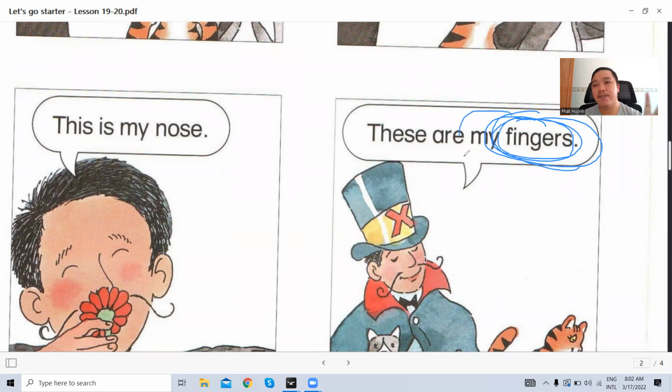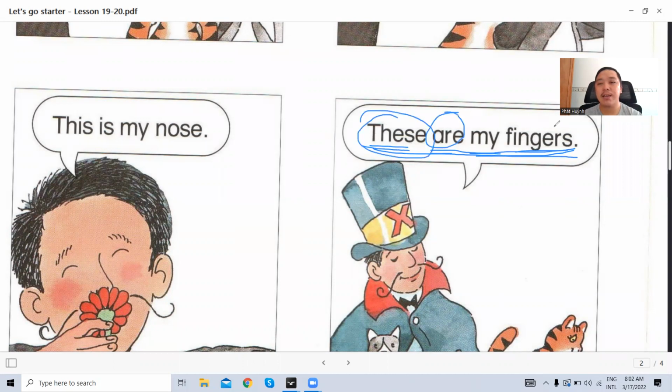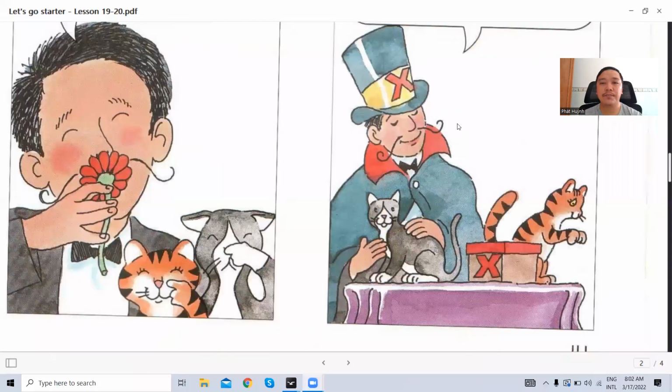Fingers. My fingers. Okay, so what is my fingers? My fingers, what is that? My fingers là các bạn. Những ngón tay của tôi. So these are my fingers. These are my fingers. Okay, những cái này là những ngón tay của tôi. Okay. Good.